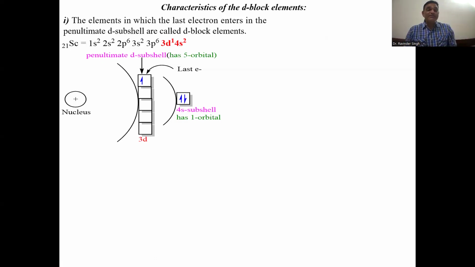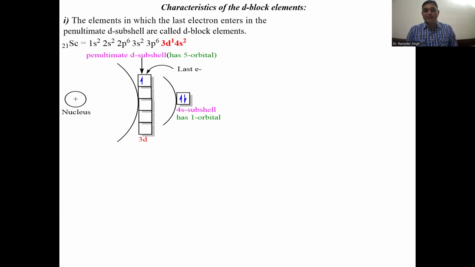So on that basis, by seeing the electronic configuration and the diagram, we can now write properly the definition of the d block elements: where that last electron enters, whether into the valence shell or the penultimate subshell. Here the last electron enters into the penultimate d subshell. What is the penultimate? The last shell is called the valence. The word valence is used for the last one, and penultimate is used for the last but one, meaning second last. For the second last shell or subshell, we use the word penultimate.